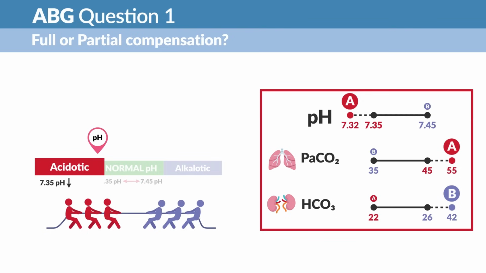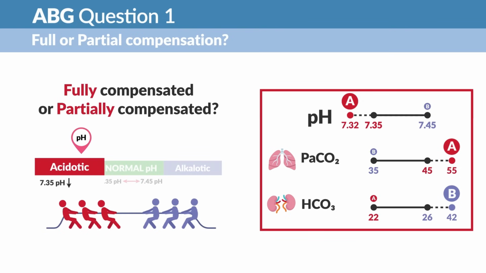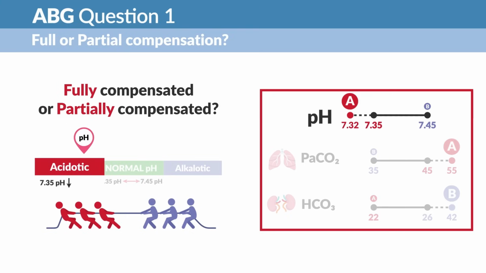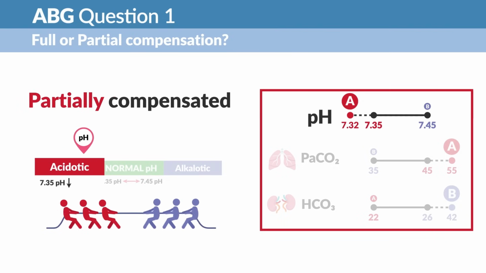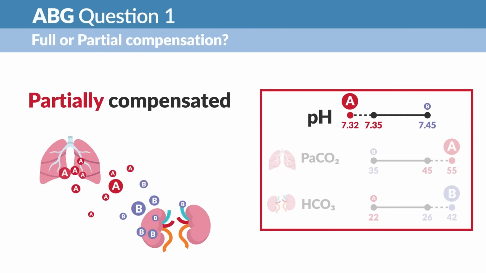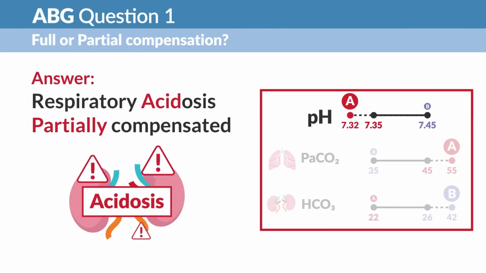But here's the key point. Is it partial or full compensation? Well, look at the pH here. Is it normal? Well, no. So it's not fully compensated. So it's just partially compensated, since the pH has not fully recovered, and the body is still trying to balance itself out. So the correct answer here is respiratory acidosis, that is partially compensated.